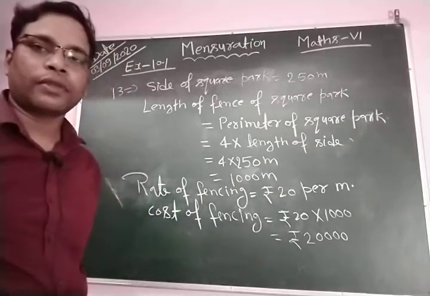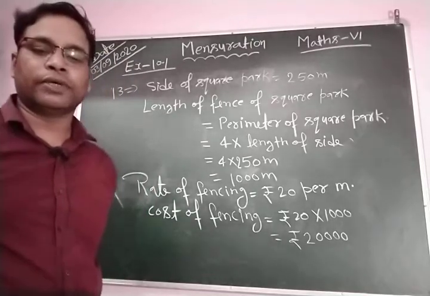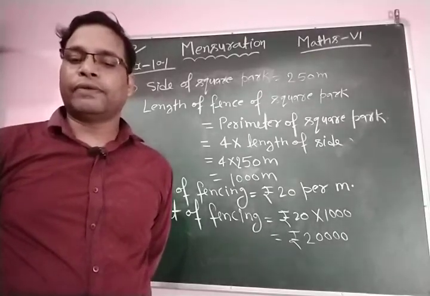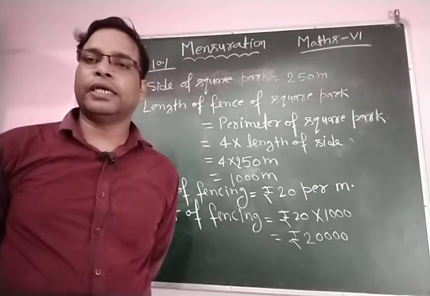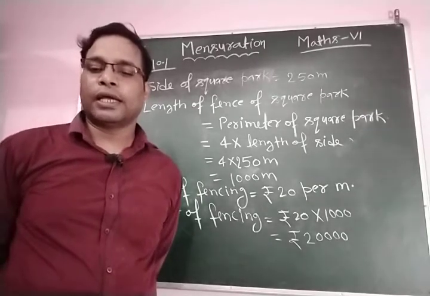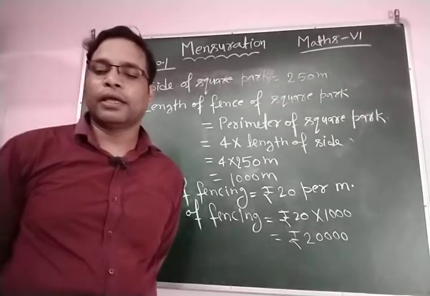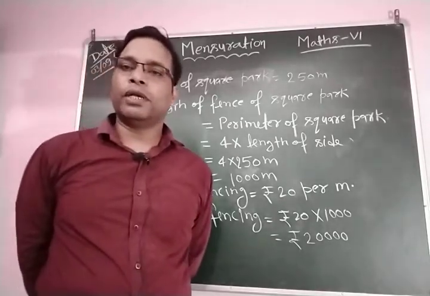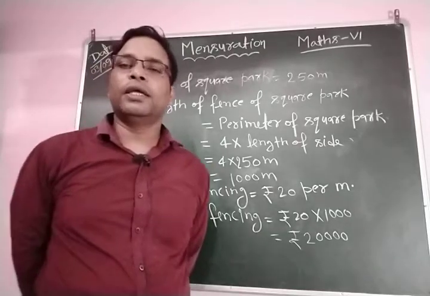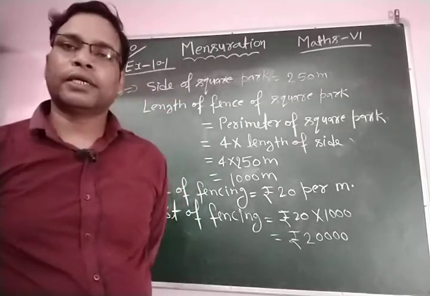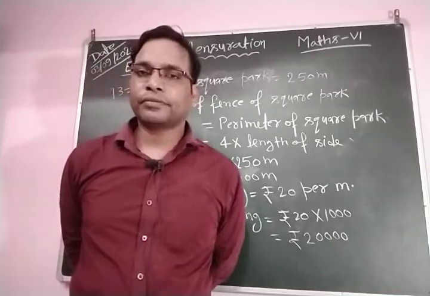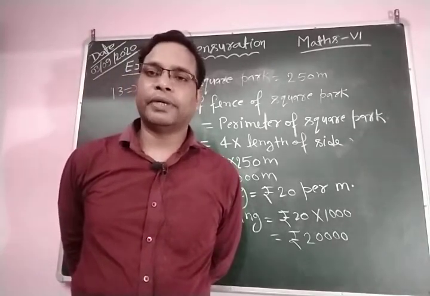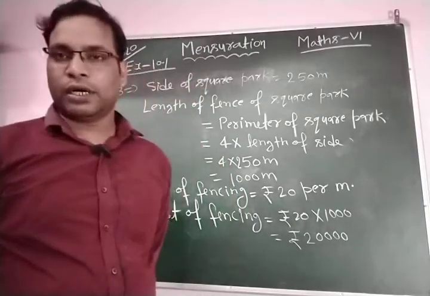Now, the next question is question number 14. Find the cost of fencing of a rectangular park of length 175 meters and breadth 125 meters at the rate of rupees 12 per meter. So first we find the perimeter of the rectangular park. After this, we multiply the perimeter and the rate, then we obtain the cost of fencing. So let's see how to do it.